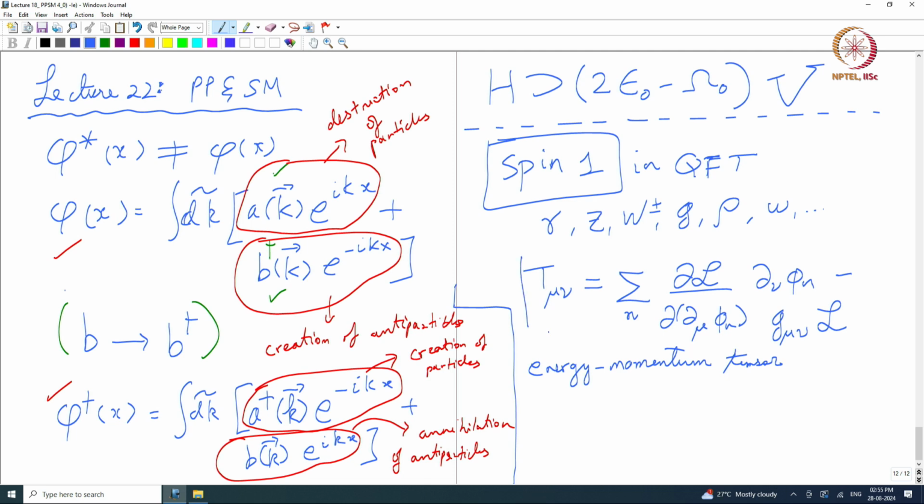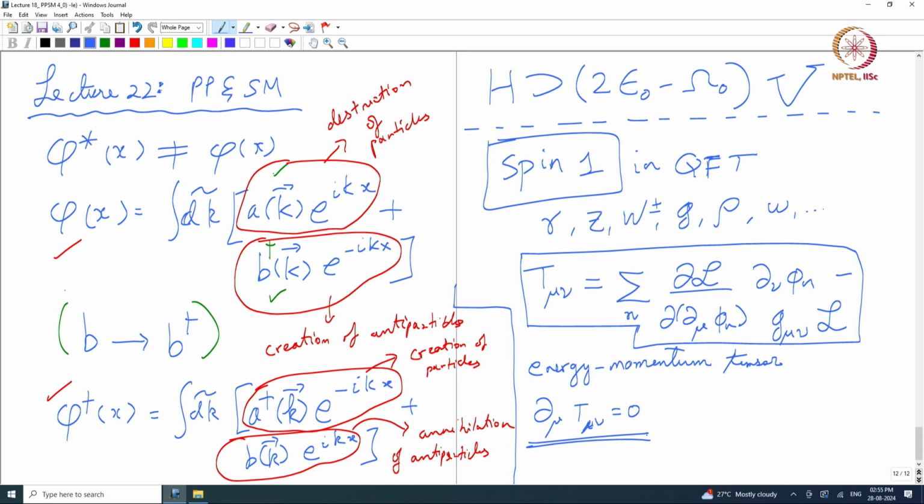Agreed? It kind of looks like the Hamiltonian, but with more indices, right? It also has to account for all the momenta. Okay? And of course, in the equation of motion, you should have this condition, correct? I am sorry, for continuity, you should have this condition. Agreed?